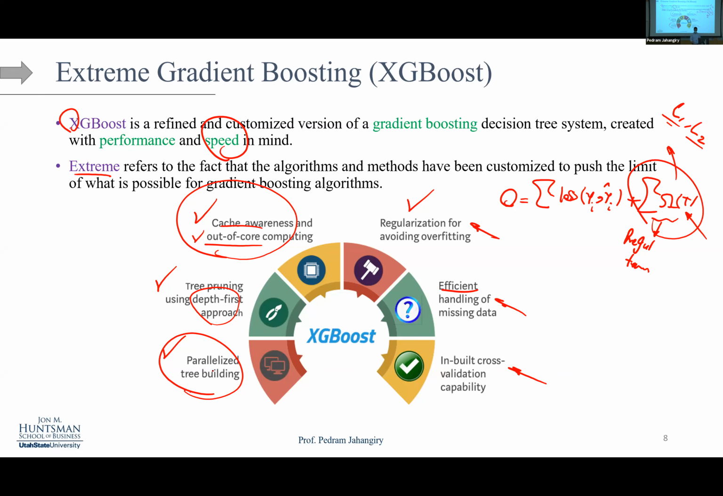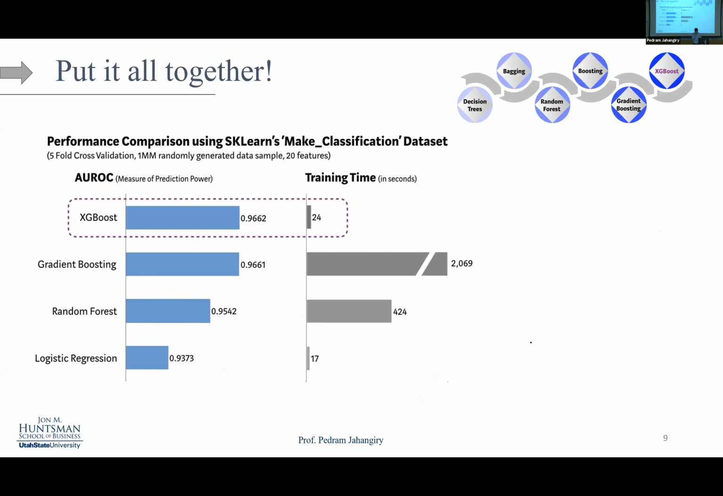The mathematics behind it is, of course, a little more challenging. But that's why XGBoost is doing fantastic when it comes to computation speed. So let's look at this data set. This is a hypothetical data set that comes with the scikit-learn package. We're working with 1 million randomly generated data samples with 20 features. So the dimensionality of the data is not huge, but the data itself is, we have 1 million observations, right?